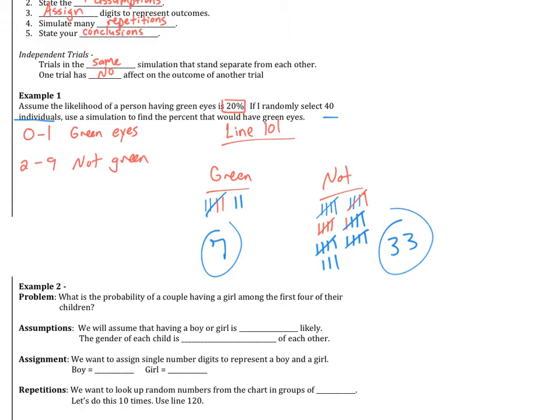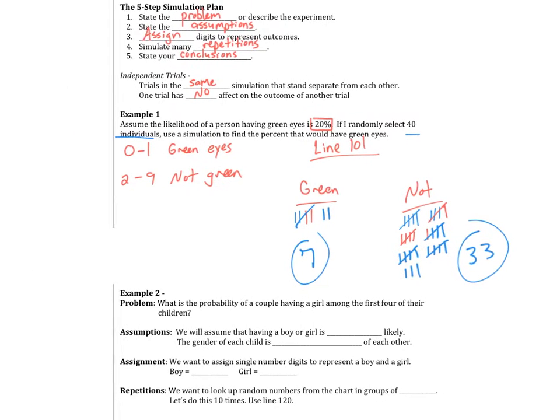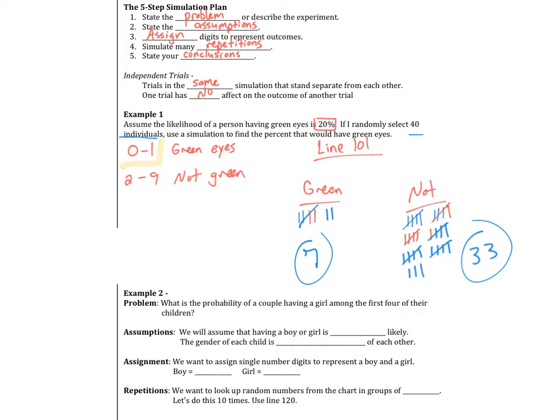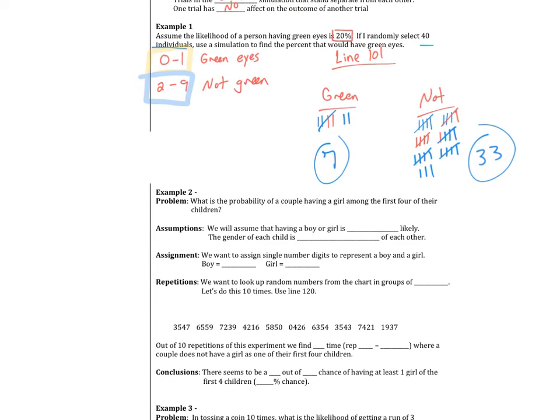So we used our number line to simulate that. What we did is we assigned 2 numbers to be the green, and we assigned the rest of the numbers as not green. And then we just use those numbers to tally up what we got for our simulation. Okay, so that is how we perform a simulation with the number chart.